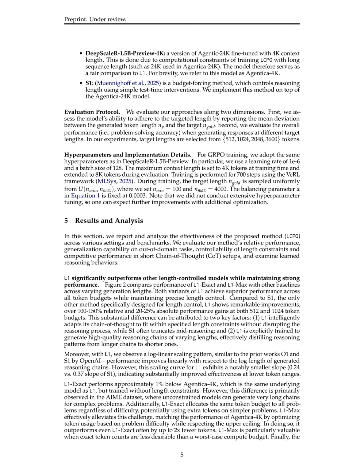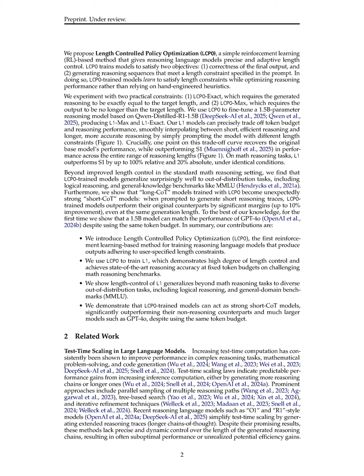Performance is benchmarked using 2 primary metrics: the mean deviation between the generated token length and the target length, and the overall problem-solving accuracy at different target lengths, 512, 1024, 2048, and 3600 tokens. The results demonstrate that L1 models significantly outperform the S1 baseline and maintain precise length control, achieving up to 100% relative and 20% absolute performance gains on math reasoning tasks. Additionally, the L1 models exhibit strong generalization capabilities to out-of-distribution tasks, further validating the robustness of the LCPO method.